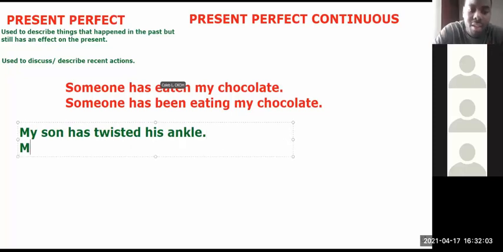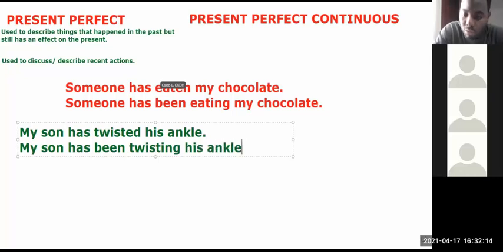Now, I cannot say my son has been twisting his ankle. It's impossible. He must be a fool to do this all the time. There must be something wrong with him. This sentence, there is something wrong with it. If he has psychological issues and he loves to twist his ankle, that's a different thing altogether. But it's almost impossible because the first one is just one action.